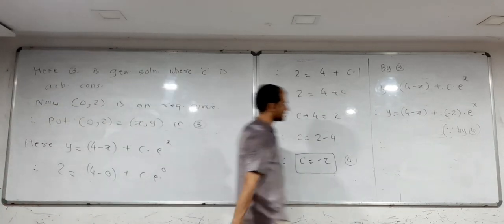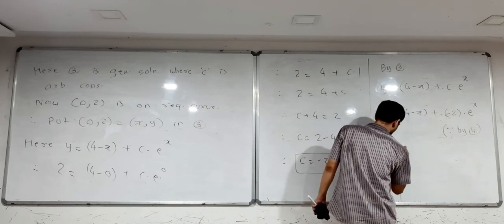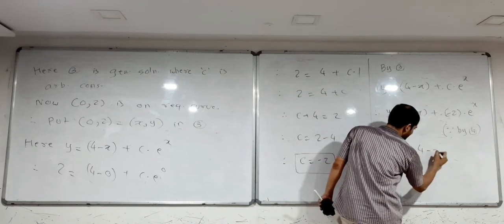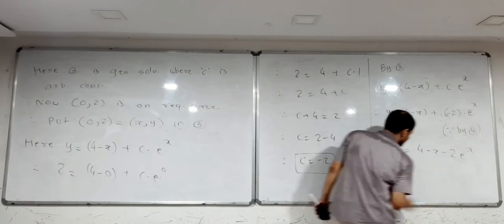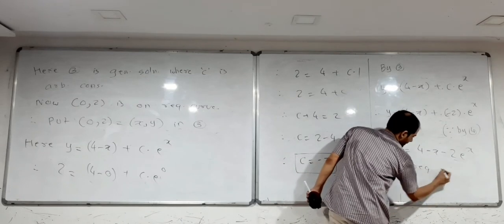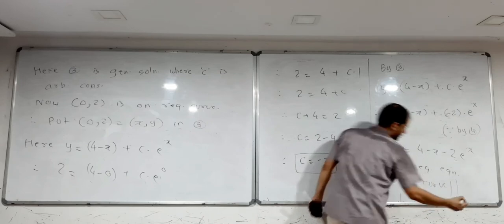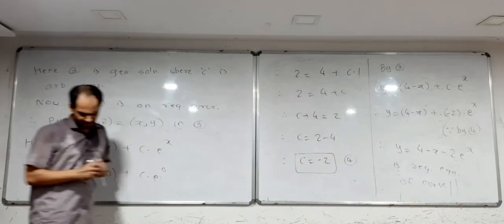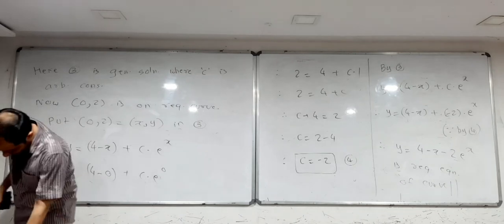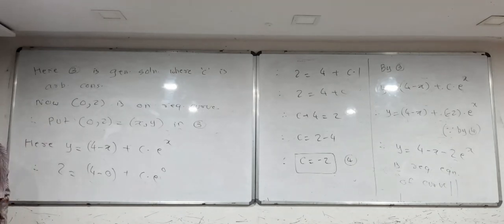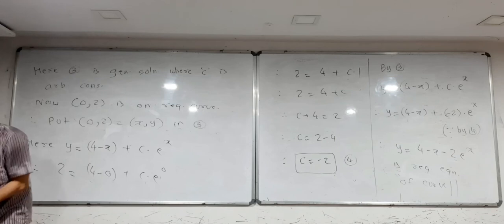So y is equal to 4 minus x minus 2 into e raised to x is the required equation of the curve. Today that finishes the exercise 9.6. Yes, exercise 9.6 we have finished.